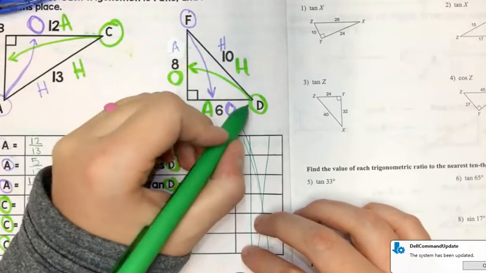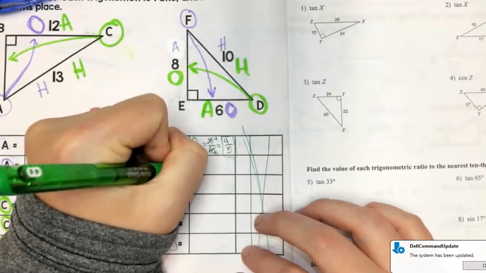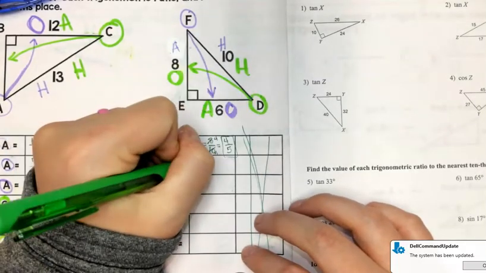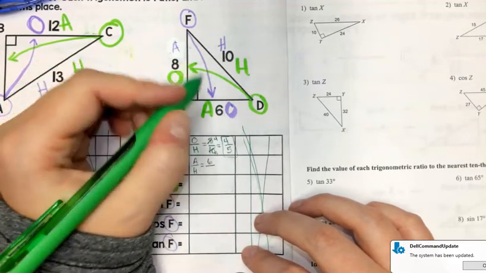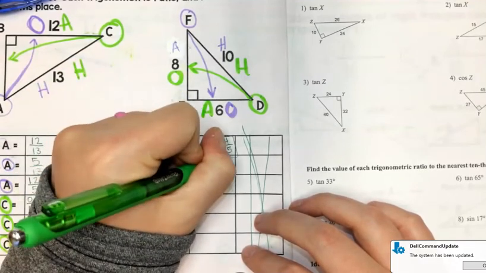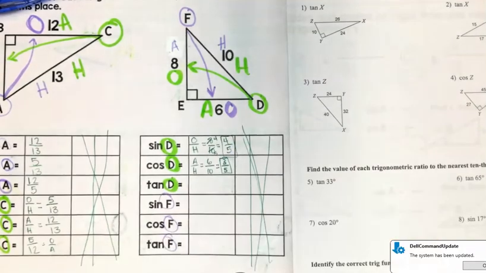For D, the cosine of D is adjacent over hypotenuse. So we need to figure out which one's right next to D. My green next to D is 6. And then my hypotenuse is 10. And this can be simplified. Both can be divided by 2. So it can become 3 over 5. And that's my ratio.